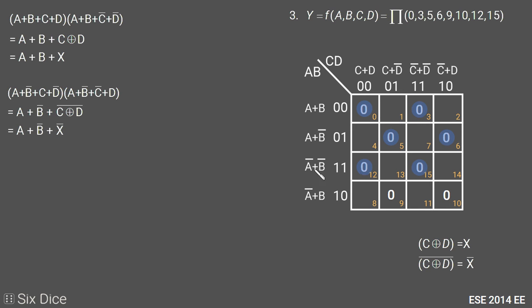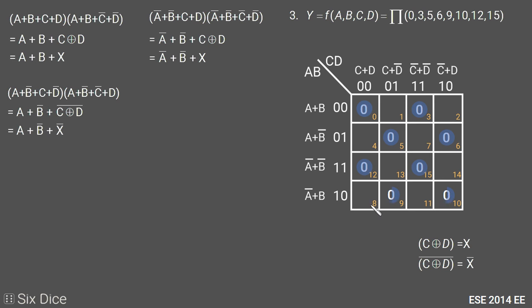Now for this 0 we will get a bar plus b bar plus c plus d, and for this 0 we will get a bar plus b bar plus c bar plus d bar. So after minimization we will get a bar plus b bar plus c XOR d. Here it follows the same as our first one. Now we will put x as the value of c XOR d.